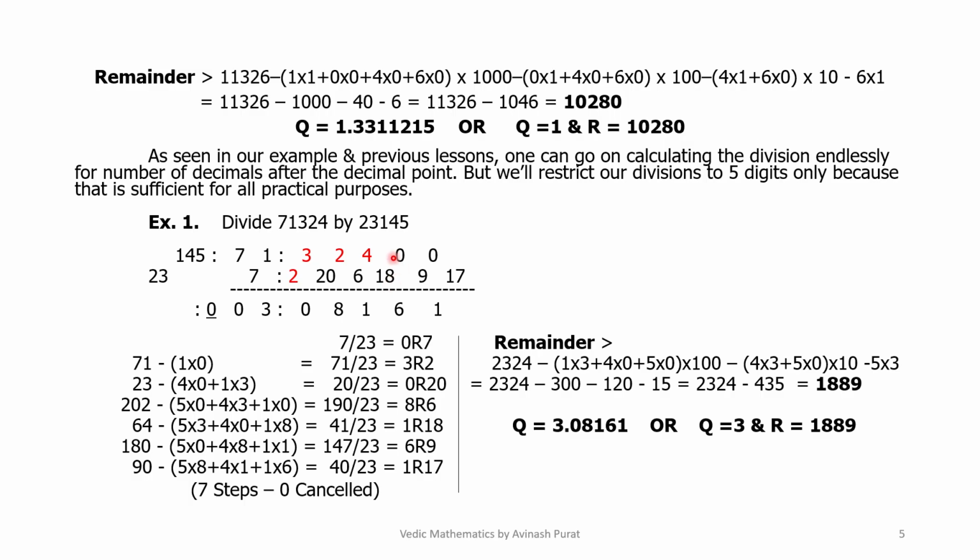So the next dividend is 180 minus 5 into 0 plus 3 into 8 plus 1 into 1, that is equal to 32 plus 1, 33. 180 minus 33 is 147, divided by 23 equal to 6 quotient and remainder 9. So 9 is the next dividend.